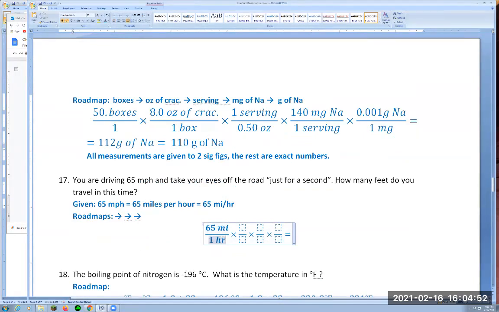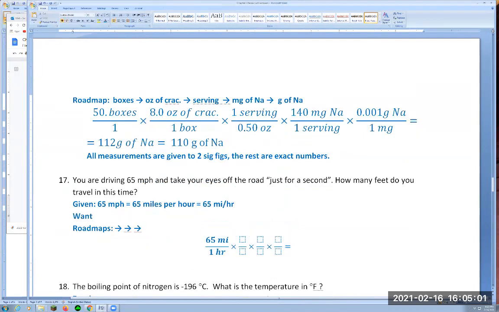Okay, so just a heads up here. So we want to change that, and let me write. What do we want? We want this. How many feet do you travel in this time? And the time is just a second. So feet per second. So we want to change that into feet per second. So we will need to change the miles into feet.